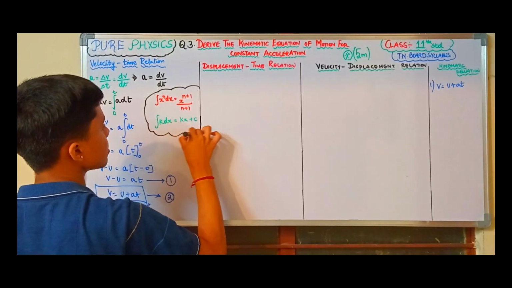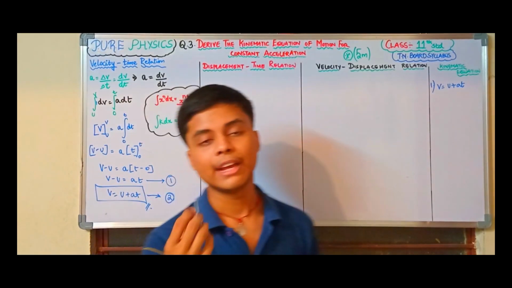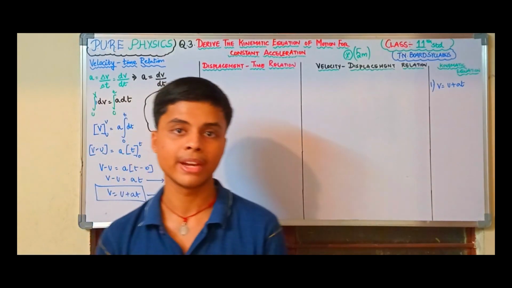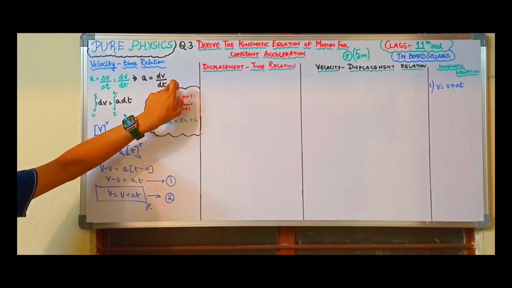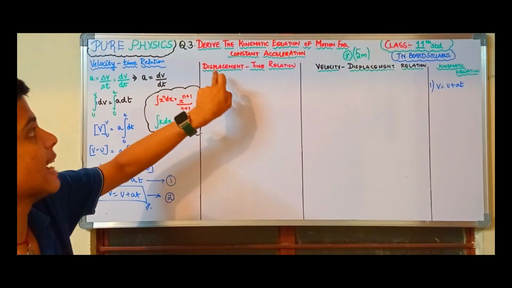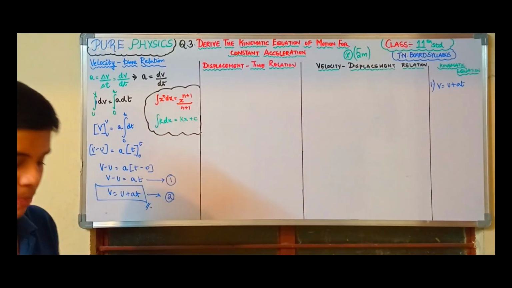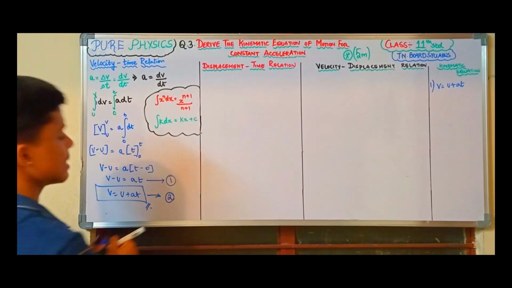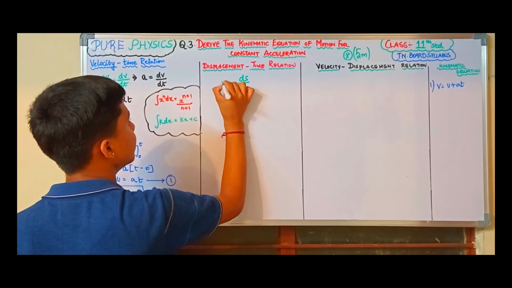So these are formulas of integration. Now in the displacement time relation, we are going to see the definition of velocity. The velocity of a body is defined as the first derivative of displacement with respect to time. Acceleration was defined as the first derivative of velocity with respect to time. Here displacement is represented as s. So the first derivative of displacement is ds by dt, and ds by dt is equal to v.